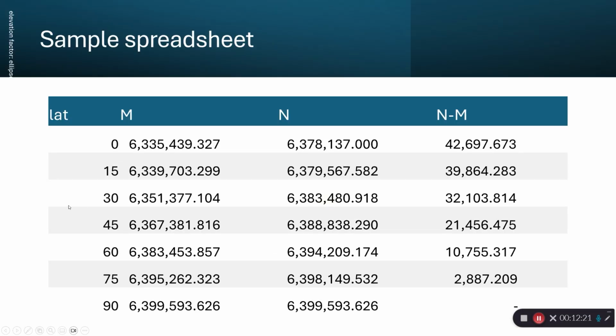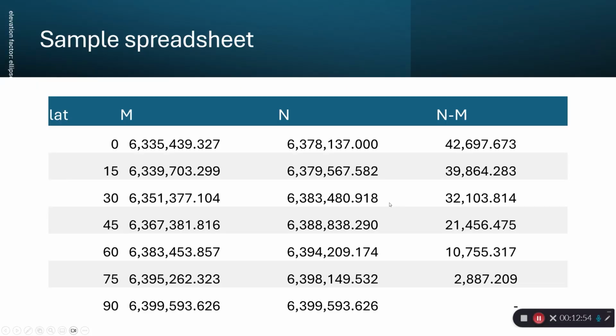So I've worked out the values for m and n at various latitudes, so there's a whole bunch of numbers. But the final column is the difference between n and m, and we see that at the equator, n is greater than m by almost 43 kilometers, and then of course the number drops until there's 0 at the poles. We already know that they were 0 at the poles. This little table gives you some idea of the difference between the two.